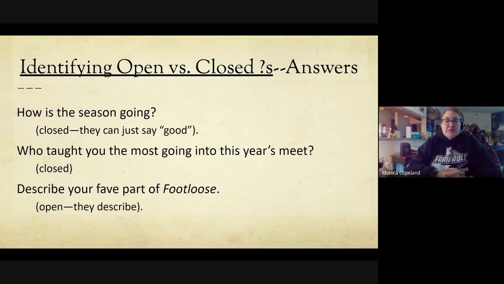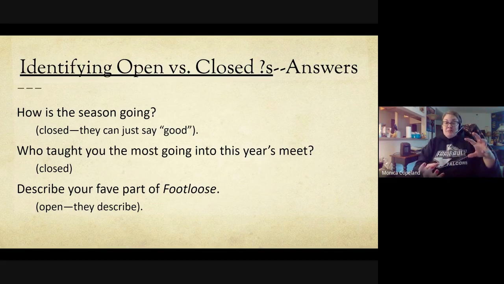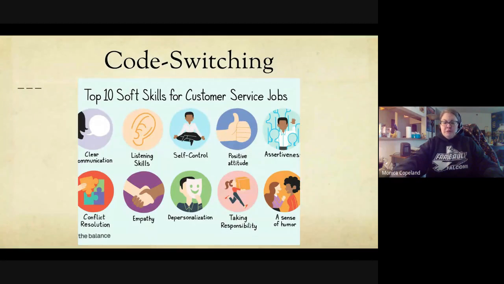All right, let's do some answers. So how is the season going is a more closed question because you can easily answer it with one word, just good, bad. Who taught you the most going into this year's meet? Also closed because it elicits just a one-person answer. Describe your favorite part of Footloose. That one is open because it has them describe a specific part. So they're not just going to typically go all of it. Because you've told them to describe, they can give more details. That's the idea. So that's open and closed for interview.